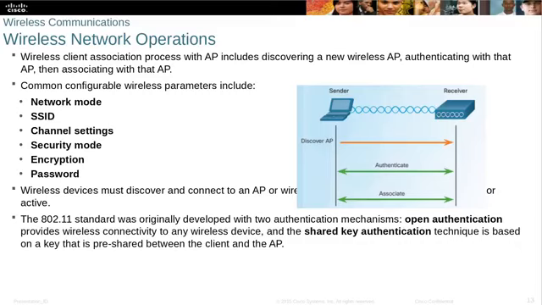Okay. Wireless devices must discover and connect to a wireless access point or wireless router. The IEEE 802.11 standard was originally developed with two authentication mechanisms. This was open authentication, which provided wireless connectivity to any network device, and shared key authentication, which is based on a key that's pre-shared between the client and the access point.